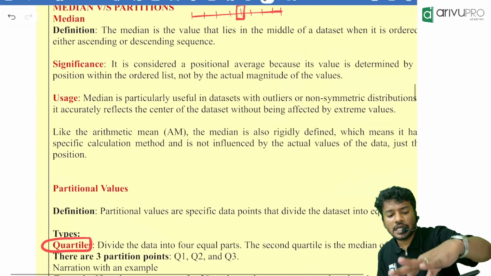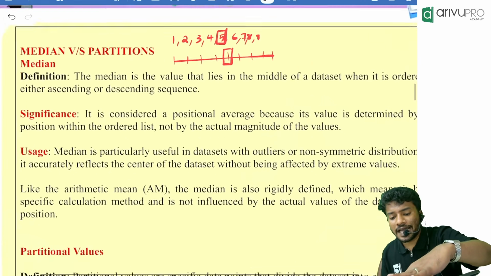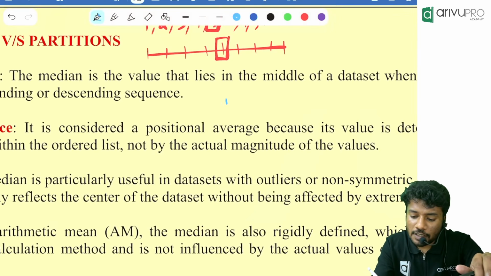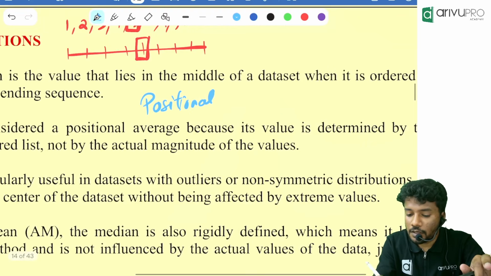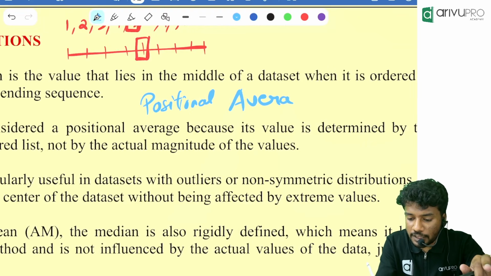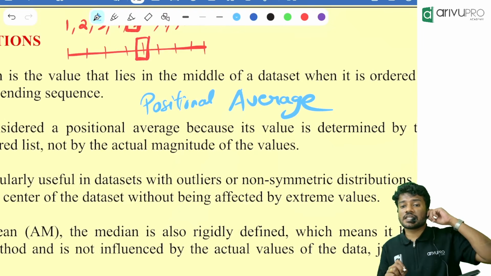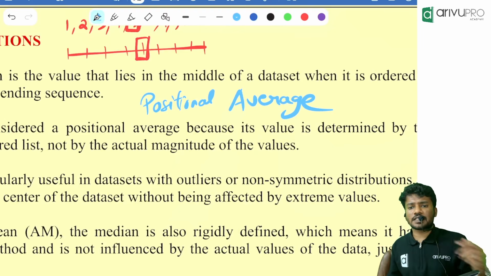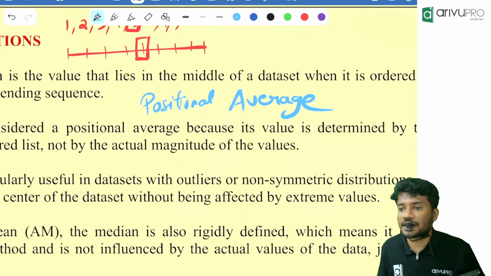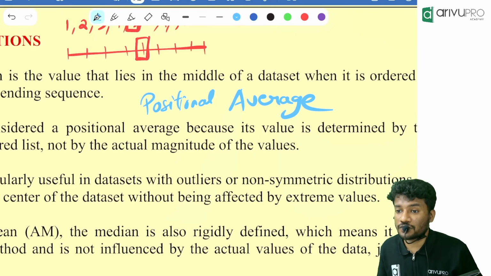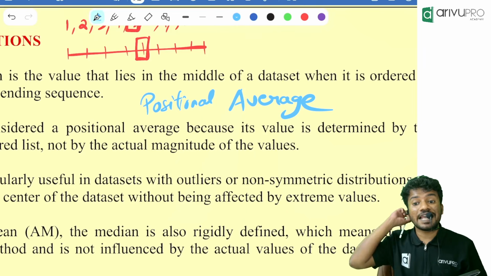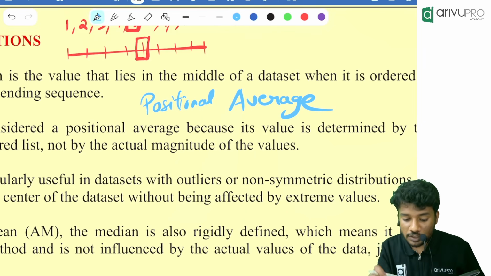Now people, median is also called by another name. It is called the positional average. Make a note of it. Previous year question: median is called as what, people? Positional average. Why is it called positional average? Because it is concerned with the position of the data set or the position of the value. That's why it is called positional average. Make a note.